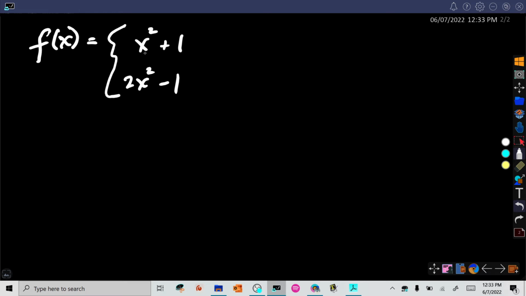Now notice, since it's piecewise defined, there is the possibility that there's a gap between one function as we transition to the other one. So this is for x less than or equal to 1, and then this one is going to be for x greater than 1, not just greater than or equal to. And of course, they're asking us to determine if it's continuous at 1.